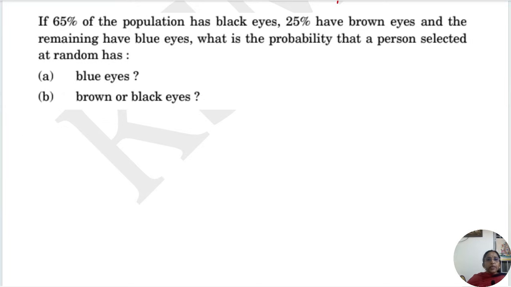If 65% of the population has black eyes and 25% have brown eyes, and the remaining have blue eyes, what is the probability that a person selected at random has blue eyes? Second subdivision, brown or black eyes. So first, probability of black eyes, the given data, is 65%, so 65 over 100.